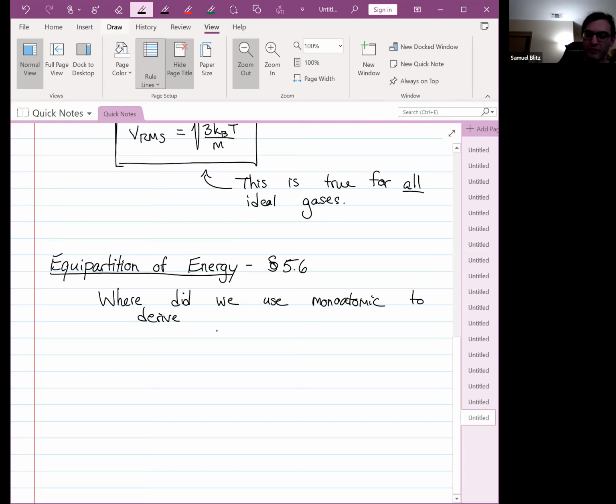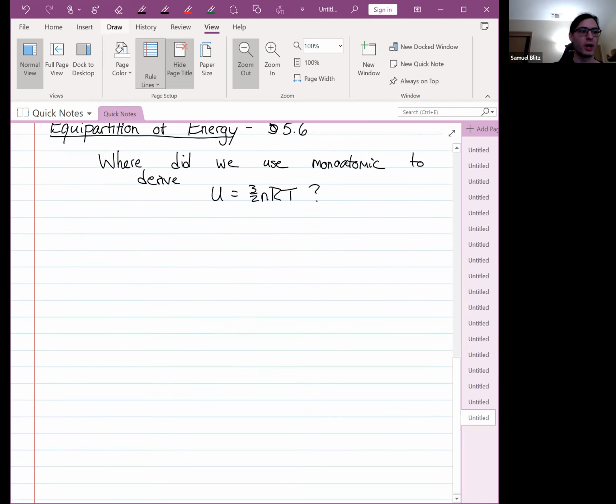We certainly needed that fact, and the fact that we derived from that monoatomic assumption was that this is 3/2 nRT. Like, where did that come in? Because I stated that as part of an assumption. So it's actually not too hard to think about where it may have come in.